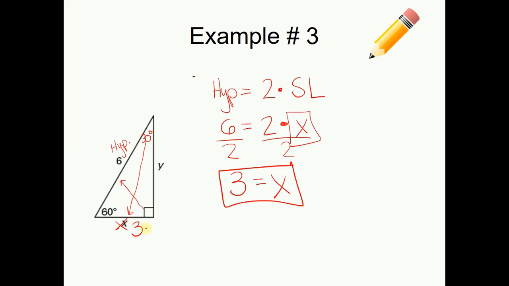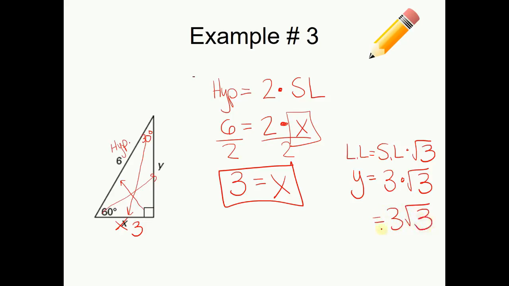Now, since I have shorty, I can now find my long leg, which is across from the 60, so that would be y. Formula to get me the long leg. That is long leg equals the short leg times the square root of 3. Let's plug in what we know. So long leg is y. Short leg, that's across from the 30. That's 3. Drop down the square root of 3. And that's my answer. 3 square root of 3 equals my long leg.